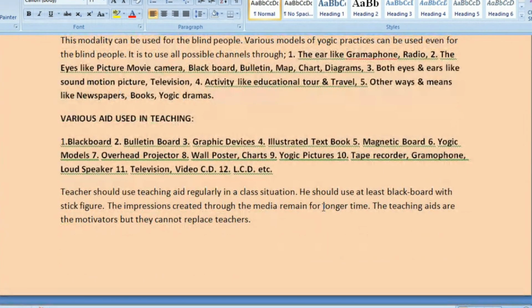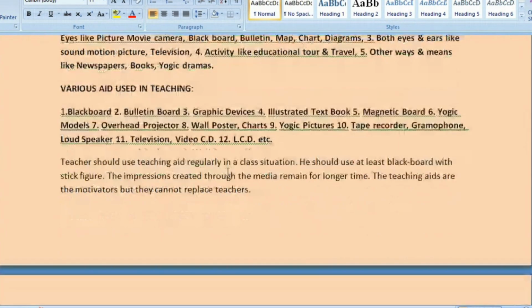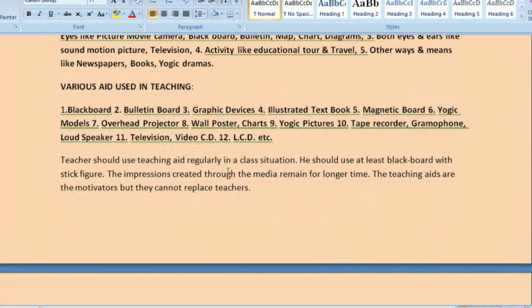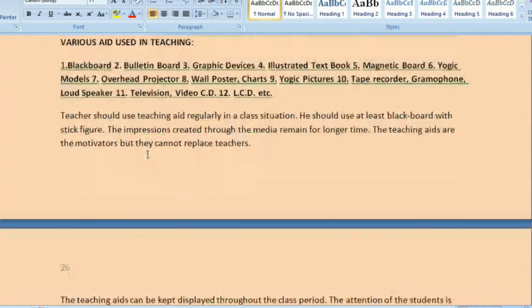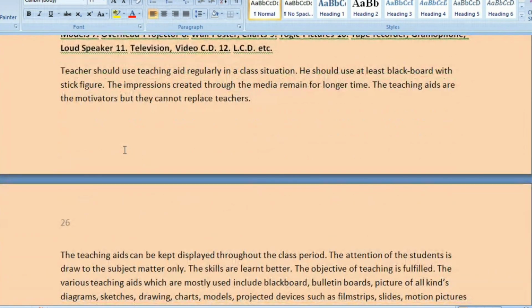Various aids we use in teaching are blackboard, bulletin board, graphic devices, illustrated textbook, magnetic board, yogic models, overhead projector, wall poster, charts, yogic pictures, tape recorder, gramophone, loudspeaker, television, video compact disc, and LCD. A teacher should use teaching aids regularly in class situations. He should use at least a blackboard with stick figures.